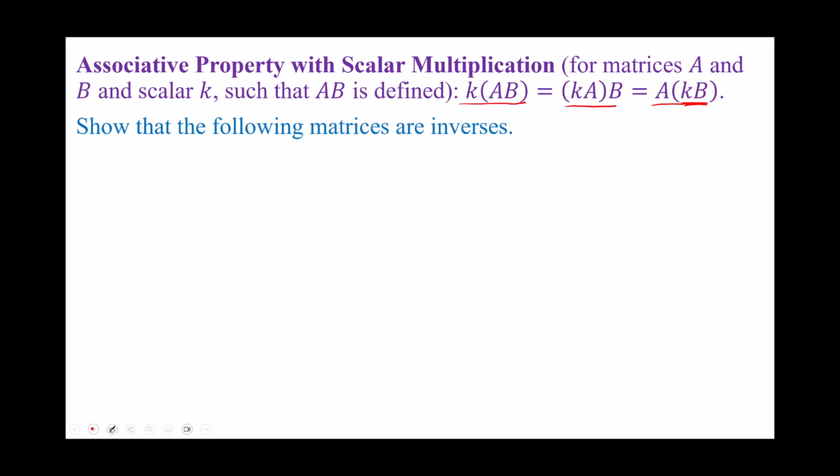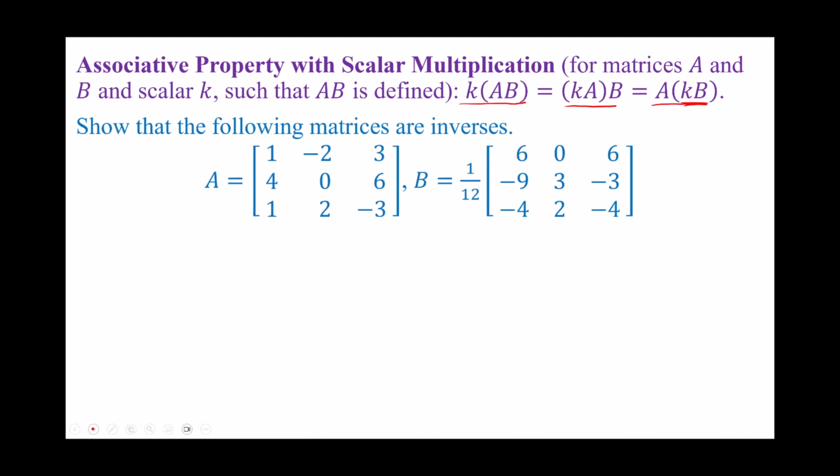And that can be really helpful for something like this, where I have two matrices, and I'm saying show that they are inverses, but the second matrix has that scalar, the 1/12 in front. Now, I could multiply every entry by 1/12 right now, but then I'd have fractions. And when I multiply the two matrices, I'm more likely to make a mistake if I have a lot of fractions in there. It's just a little bit harder. So instead, I'm going to use this associative property.